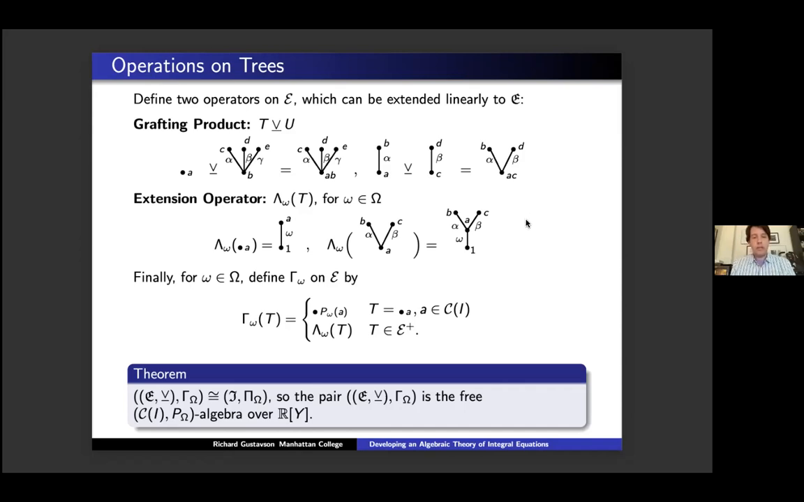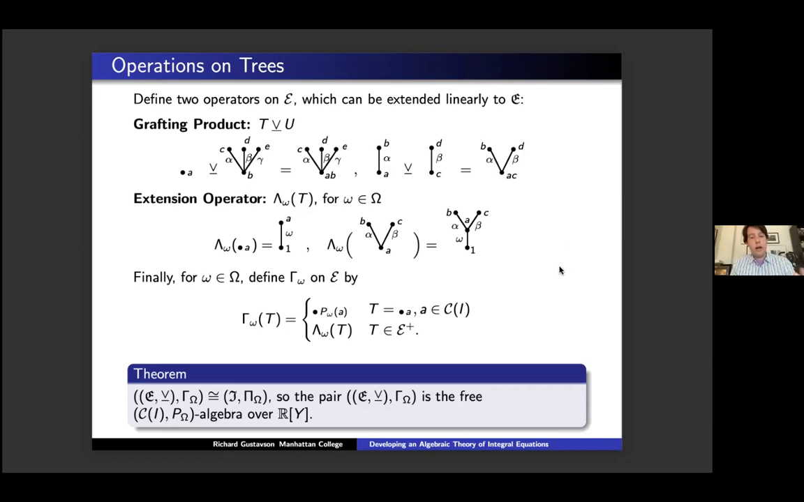We also can define an extension operator. So this is for each element omega, we can define lambda omega. And what this does is it creates a new tree which has a new root labeled by 1. And we have a branch from that new root to the old root, and that branch is labeled by omega. So we can see a couple of examples here. And we're going to think of the extension operator as an analog of the omega integral operator.